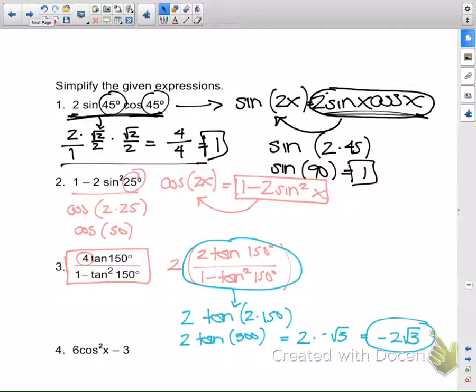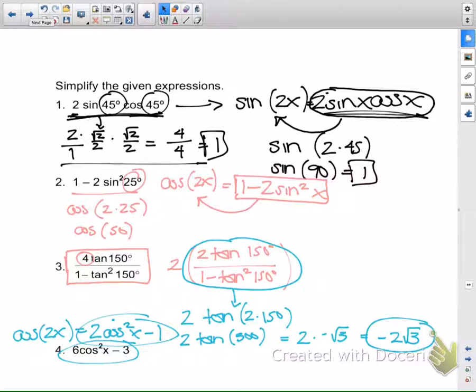number 4. 4 is similar to 3 in that 4 looks a lot like which of my identities? Four kind of looks like which identity? The second cosine one. I have a cosine identity that says this. Okay, what's the difference between this and what we see here? There's a 6 and a 3 versus a 2 and a 1.